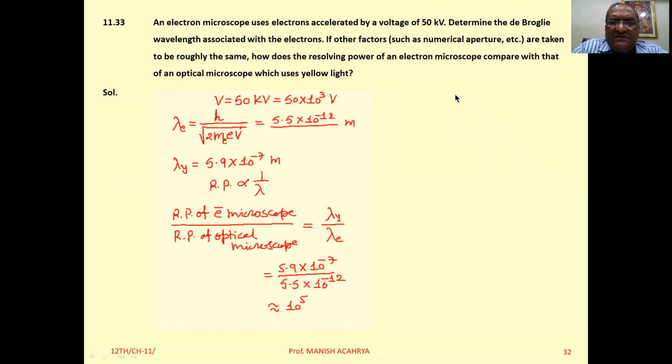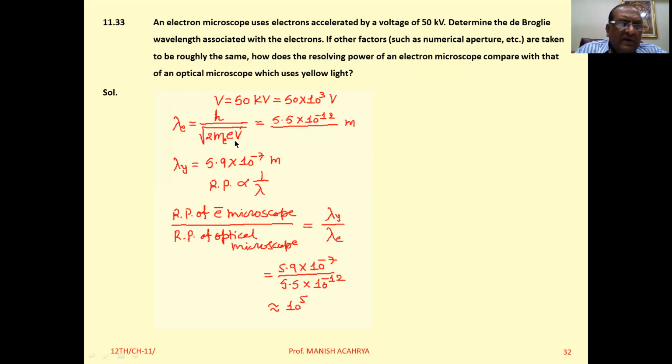If other factors such as numerical aperture, etc., are taken to be roughly the same, how does the resolving power of an electron microscope compare with that of an optical microscope, which uses yellow light? Okay. Now see, here the voltage with which electrons are accelerated is 50 kilovolt, that is 50 into 10 raised to 3 volt. Now lambda of electron is h upon under root 2m into kinetic energy.